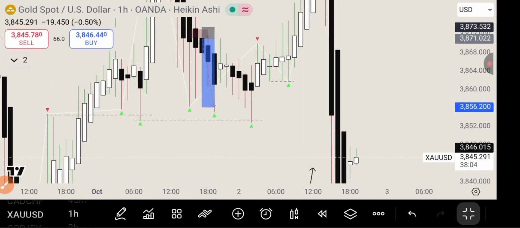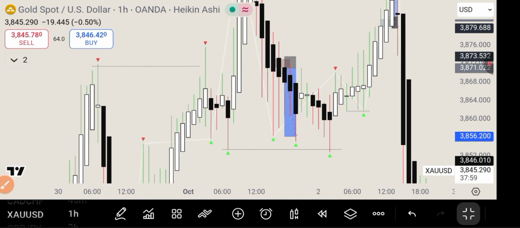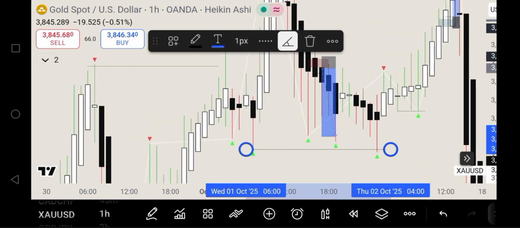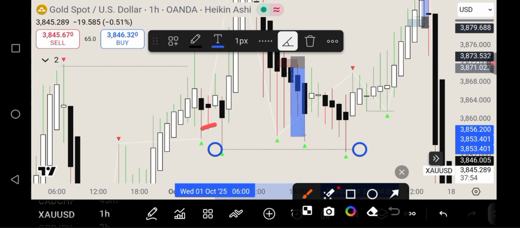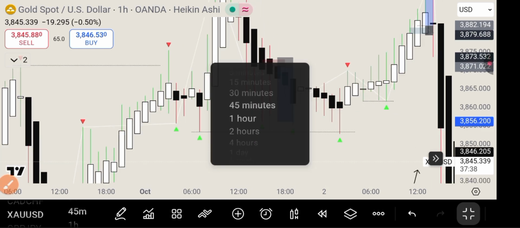Let's move to the 1-hour time frame. I want to show you guys something. On the 1-hour time frame, as you can see, this is the liquidity I was expecting gold to come and take. This liquidity is this low right here. This is the low that I'm expecting gold to come and take. So I'm expecting gold to come back and grab this liquidity before we continue the bullish movement. So what did I do? I moved to the 15 minutes time frame.